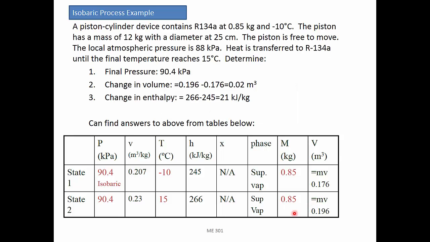Now we can specify what our final answers are. Final pressure: as you can read from the table, my final pressure is 90.4 kilopascal. To find the change in volume, I take volume 2 minus volume 1, 0.196 minus 0.176, which turns out to be 0.02 meter cubed. Change in enthalpy is simply 266 minus 245, which is equal to 21 kilojoule per kilogram.